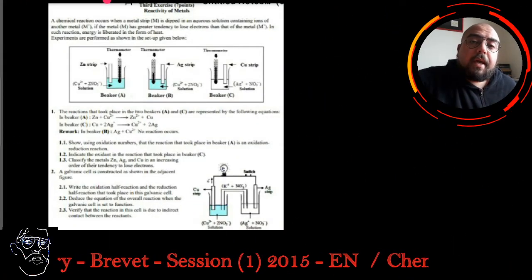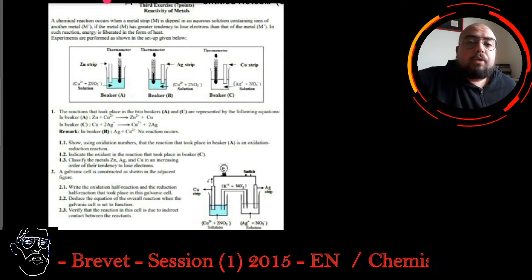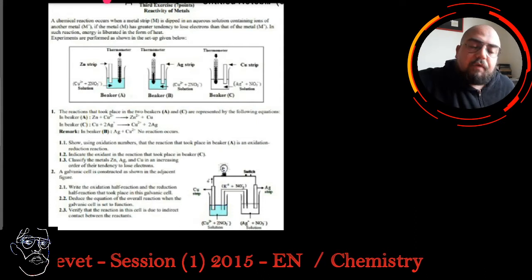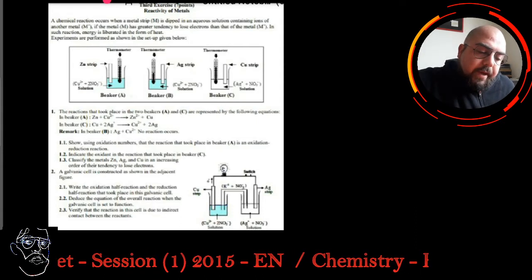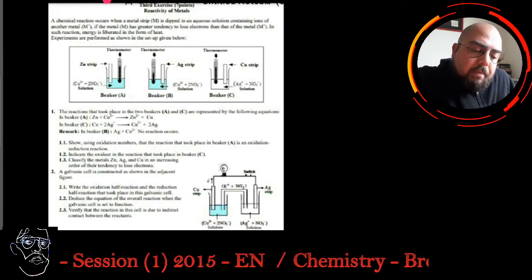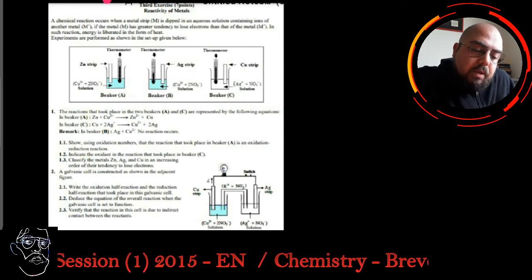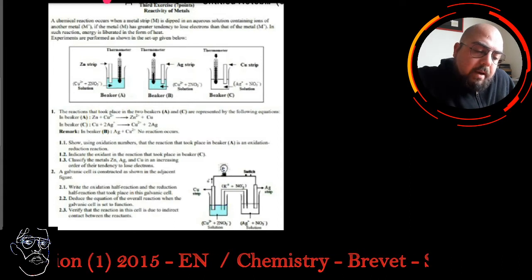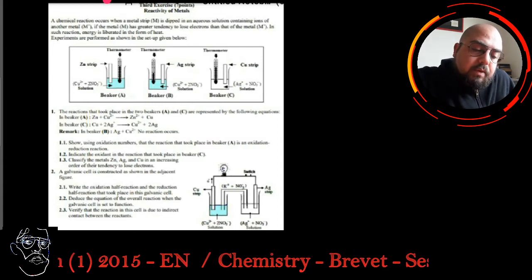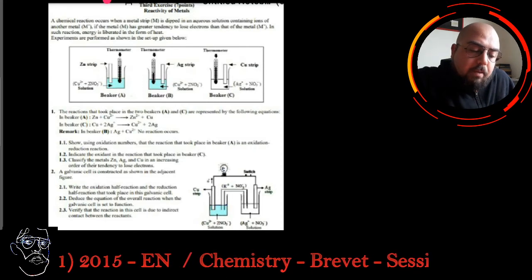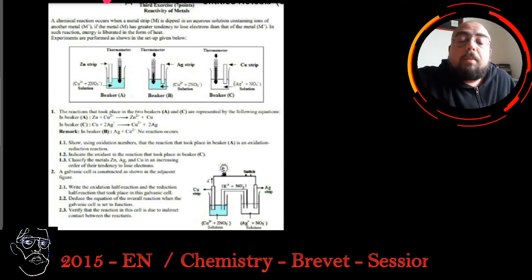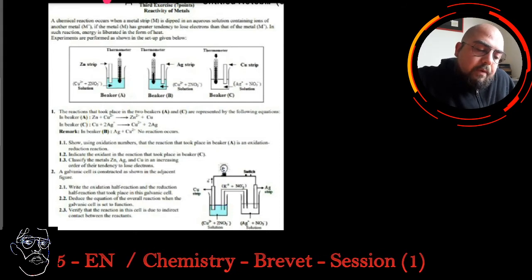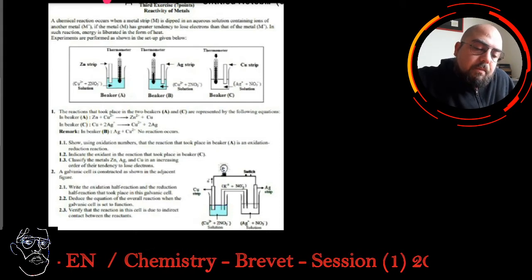Today I'm going to solve the third exercise from first session 2015 chemistry related to electrochemistry, reactivity of metals. A chemical reaction occurs when a metal strip M is dipped in an aqueous solution containing ions of another metal M'. If the metal M has a greater tendency to lose electrons than the metal M', in such a reaction energy is liberated in the form of heat. Experiments are performed as shown in the setup given below.